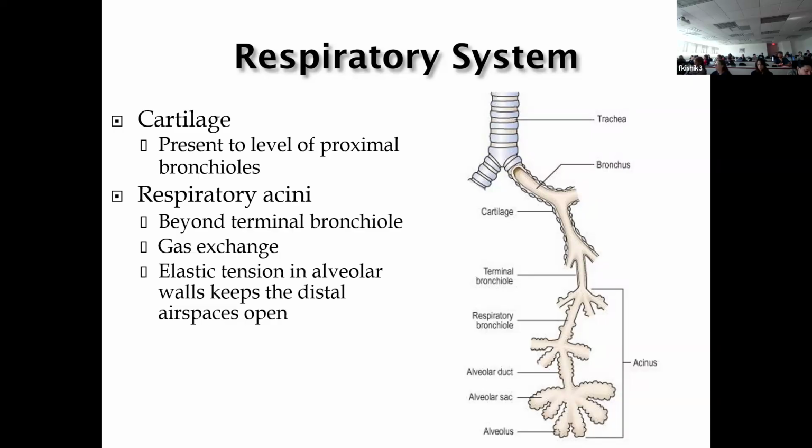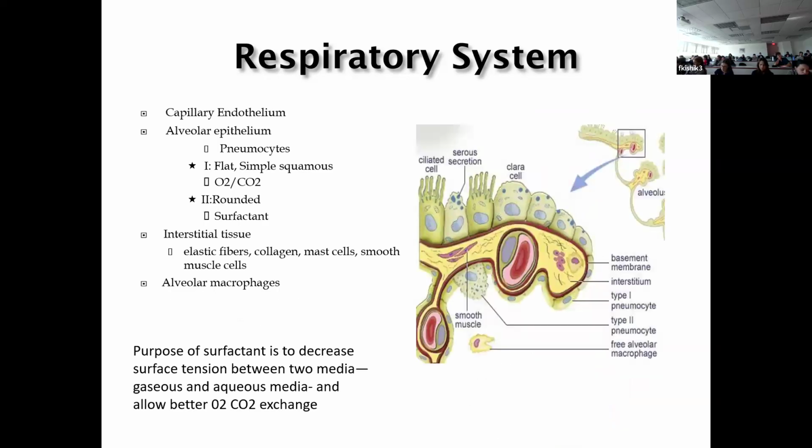And here's the breakdown: the bronchus, then the terminal bronchus, then the bronchiole, all the way down to the alveoli. The alveoli are located in the lungs, and that's where oxygen exchange occurs, one cell at a time. Then you have your capillary endothelium and your alveolar endothelium, and here you have cells called pneumocytes, which are responsible for O2 and CO2 exchange. Then there's a substance called surfactant that allows for lubrication.